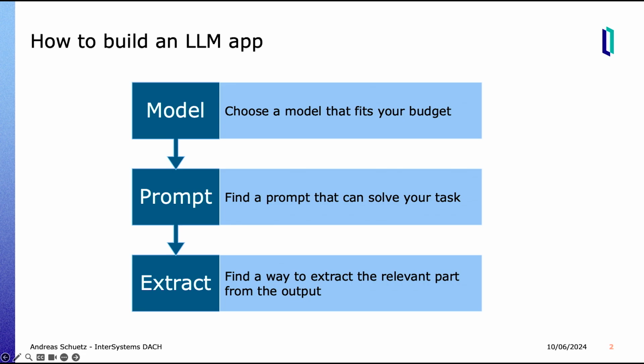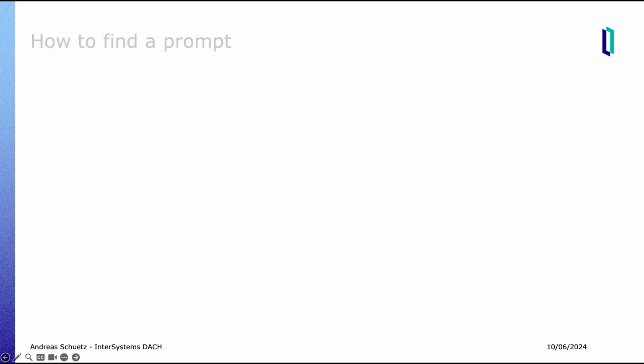The next and probably most important step is to find a prompt that is able to solve the task we want to solve using language models. Basically, you can say the better the prompt, the better the output the model will give you. And the last part, especially when we want to integrate the language model output or process it in an application, is that we need to find a way to extract the relevant part from the output. So let me explain what I mean by that.